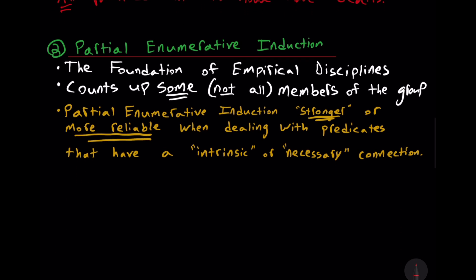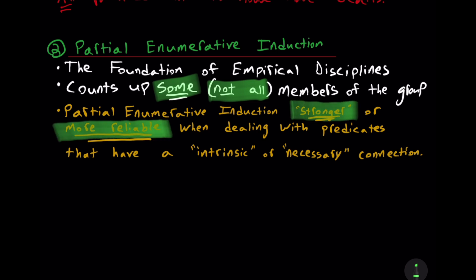And this is really the foundation of empirical disciplines. It's vital to biology, chemistry, and so forth. And here, it's counting up some, but not all, of the members of the group. Now, partial enumerative induction is stronger or more reliable when dealing with predicates that have an intrinsic or necessary connection of some type. And this is actually a very, very important point as we consider examples and the so-called black swan problem. A lot of philosophers and logicians have been overly skeptical of induction. We really shouldn't be. We should be cautious, but not overly skeptical.